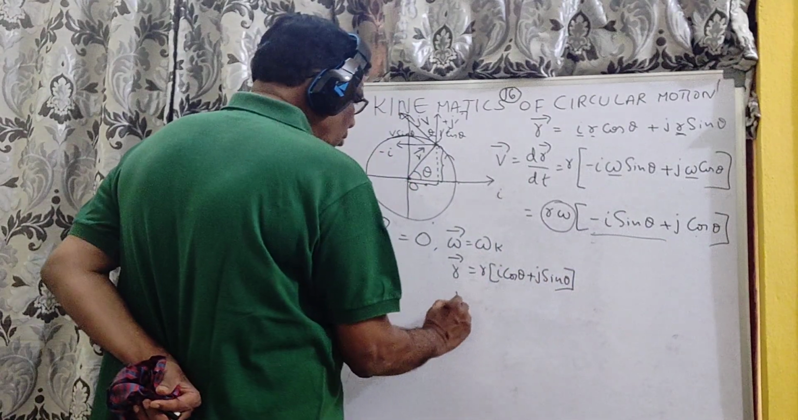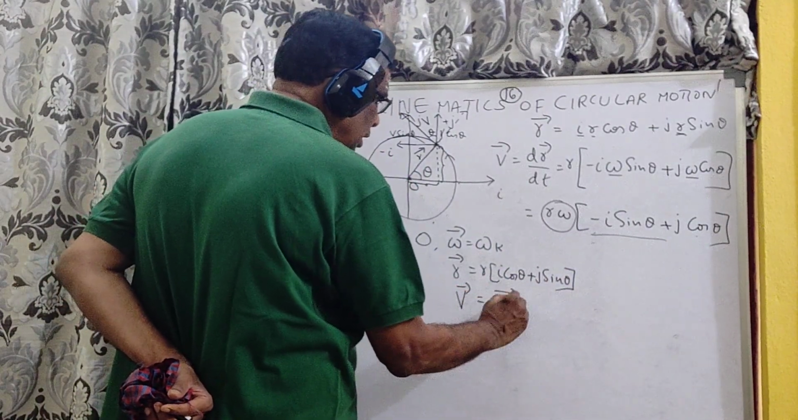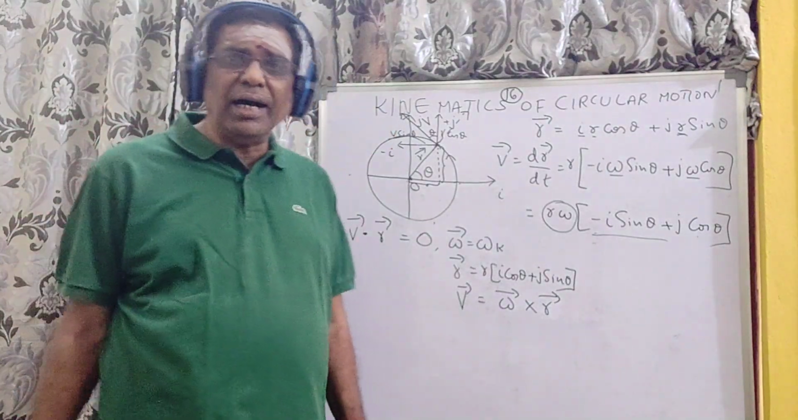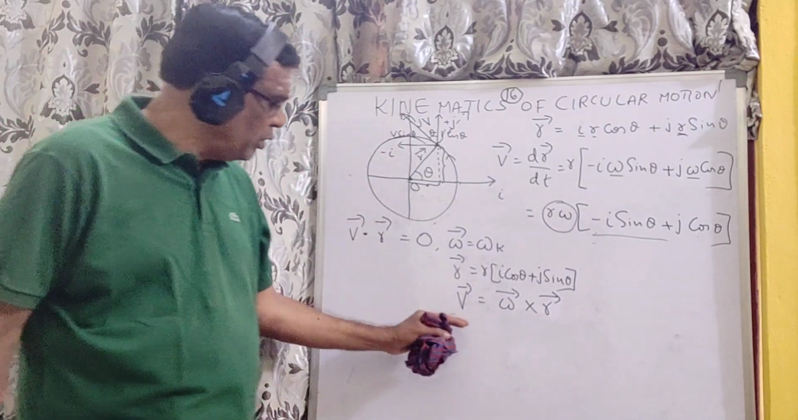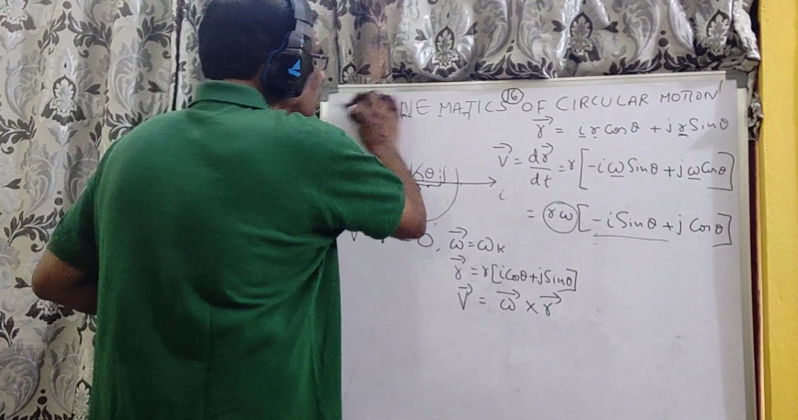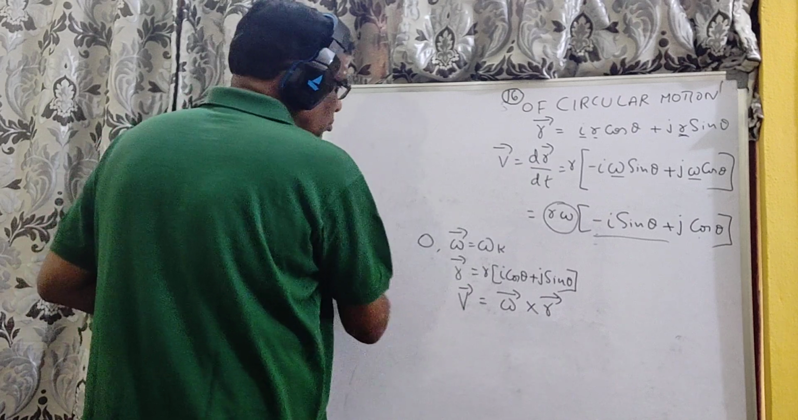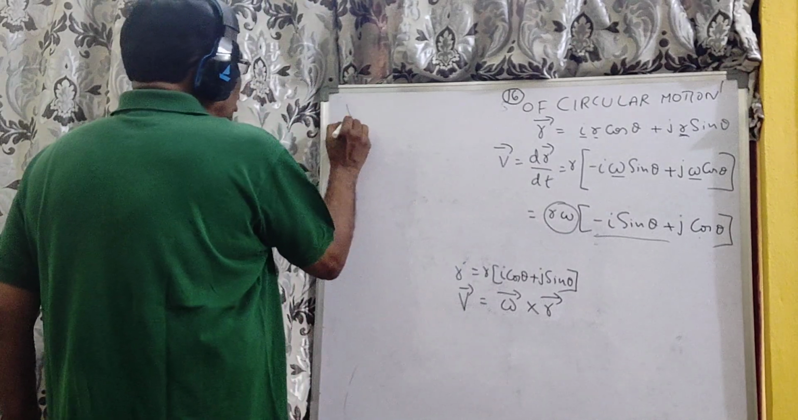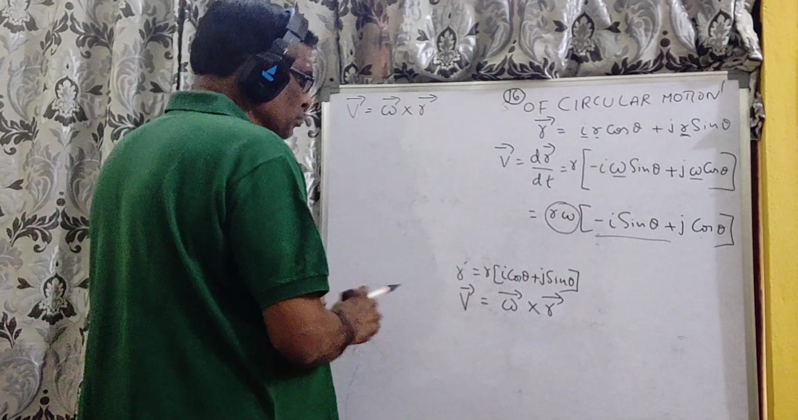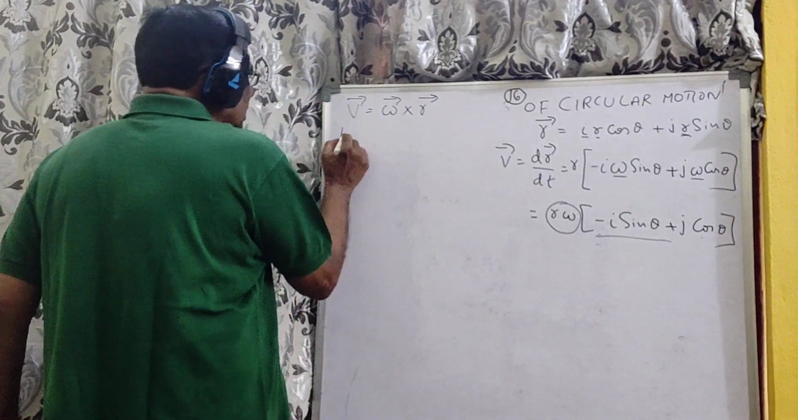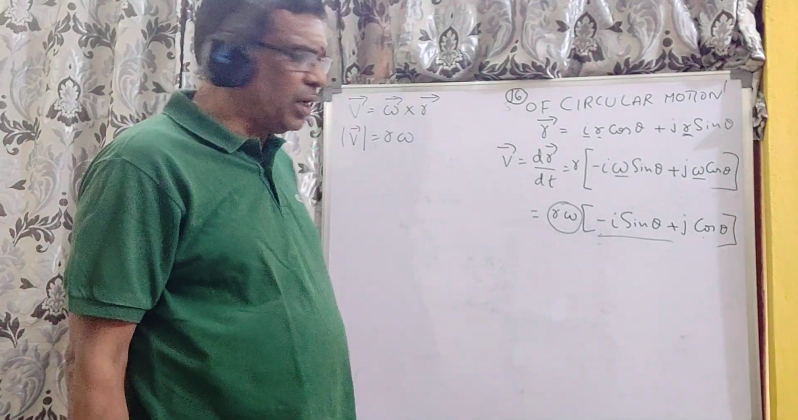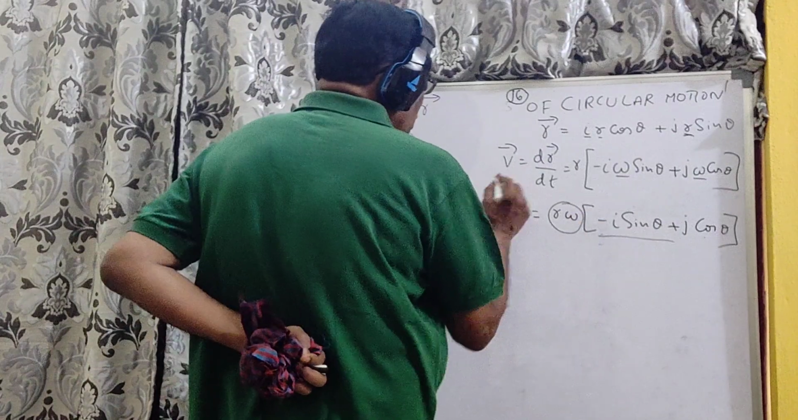That means V bar now can be written as omega cross R bar, not R cross omega. V bar is equal to omega cross R bar. Okay? Now what is mod V? We have already seen. Mod V is always R omega or omega R. Okay? Fine. So far so good.